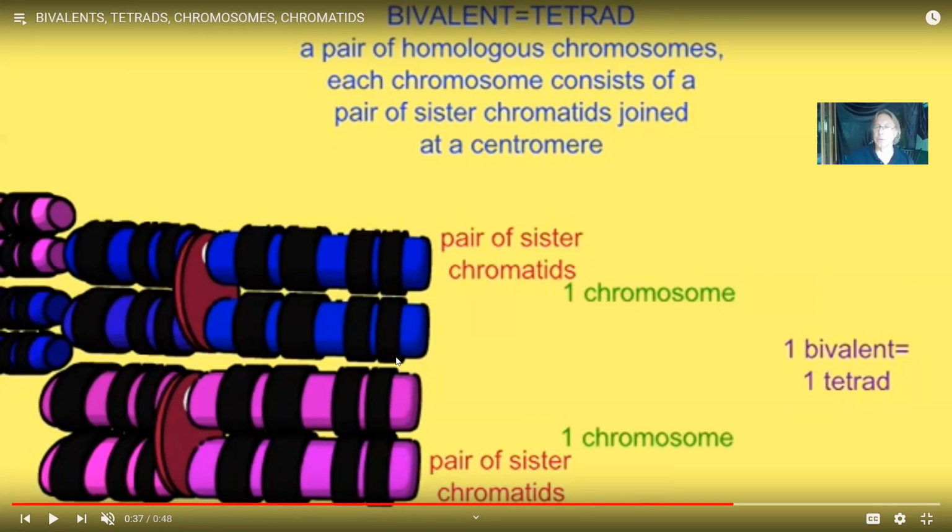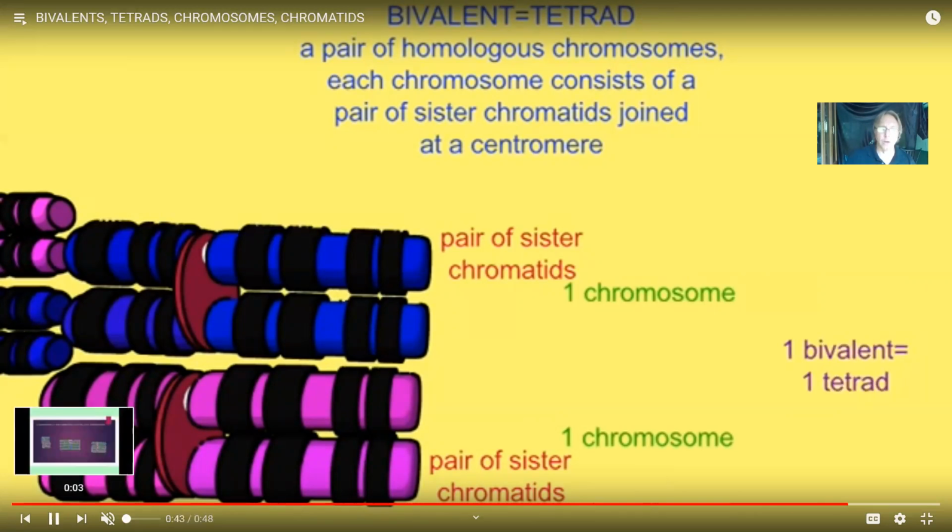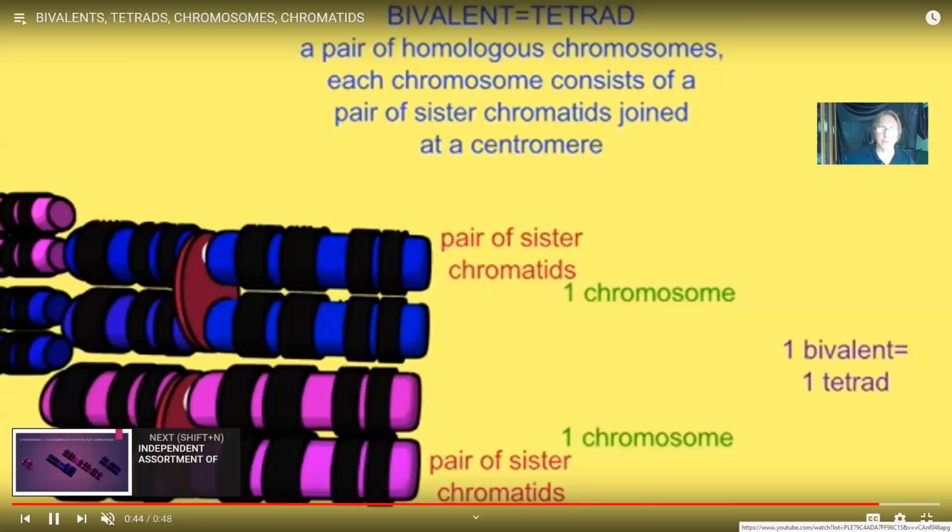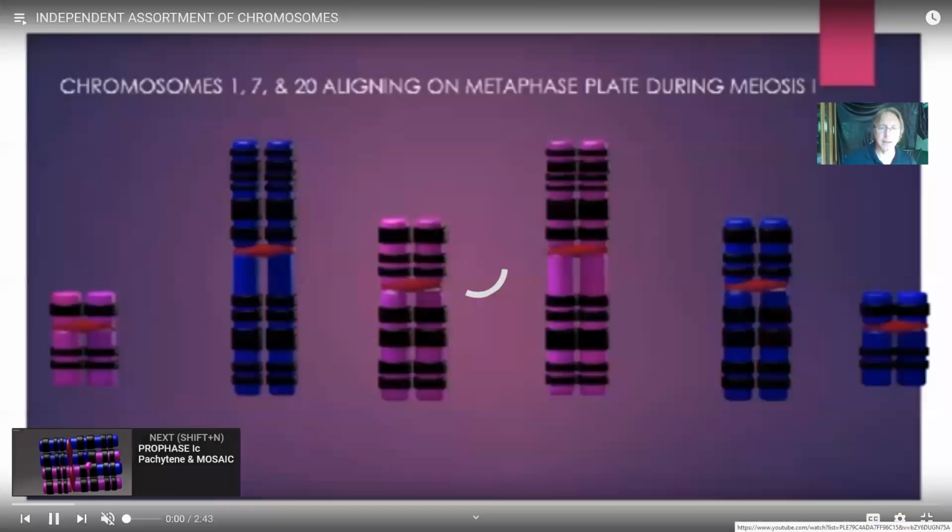So a synaptonemal complex which will form, which will join this blue one to this pink one. This pink one is not joined to that blue one, right? So a synaptonemal complex will cause them to join, forming a bivalent or a tetrad. Now, something that's critical here, there's something that is essential, known as independent assortment.